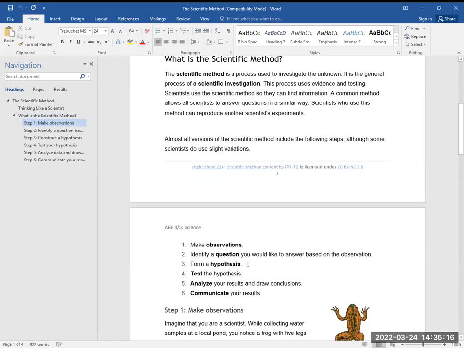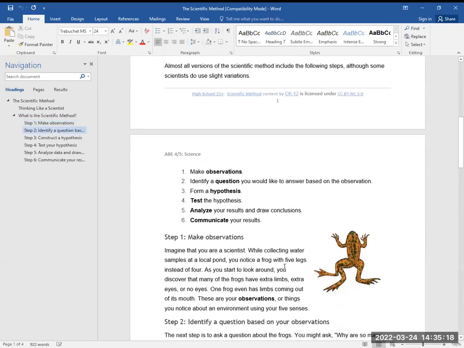Okay, so what are the steps of the scientific method? Well, 1, you make observations. 2, identify a question you'd like to answer based on that observation. 3, form a hypothesis. 4, test it. And 5, analyze your results and draw conclusions. And lastly, you communicate the results, right? So whatever it is, good or bad, you share it.